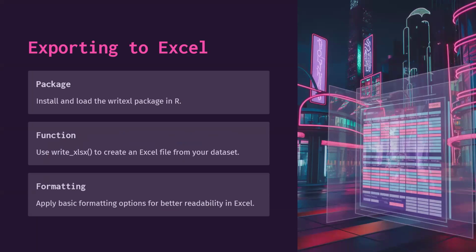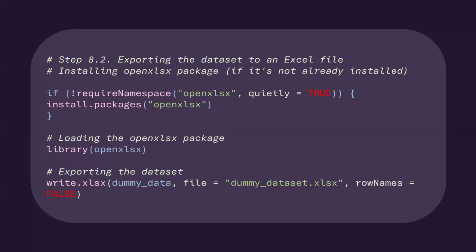Why? We needed a package, which is called the writexl package in R. We needed the function write_xlsx to create an Excel file from my dataset. And we also needed some formatting options, because remember, we're dealing with tables. We need those tables to be readable to non-data science people, I mean, people outside the world of R. So that's why we needed some basic formatting options so that they can have better readability. It's quite a chunk of code, but it is understandable.